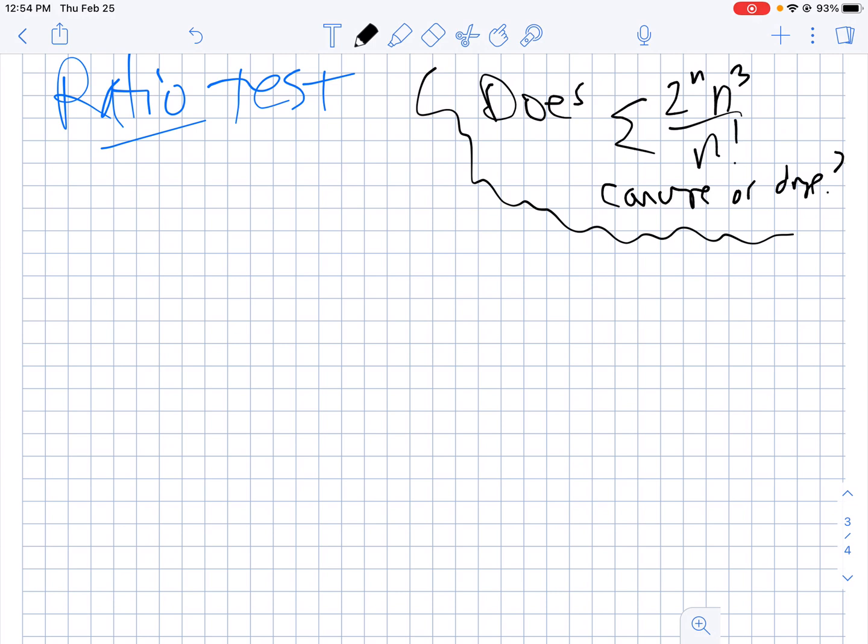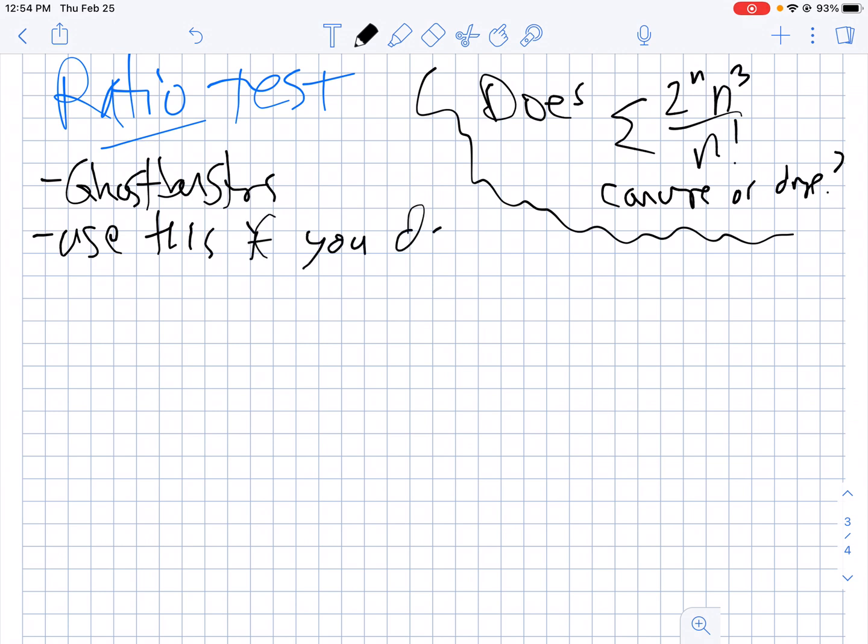The ratio test is very powerful. You could think of this as kind of like the Ghostbusters of tests, right? You think about Ghostbusters. What's the theme song? Who are you going to call? Ghostbusters? Who are you going to call? Ratio test? So you're basically going to use this if you don't know what else to use.